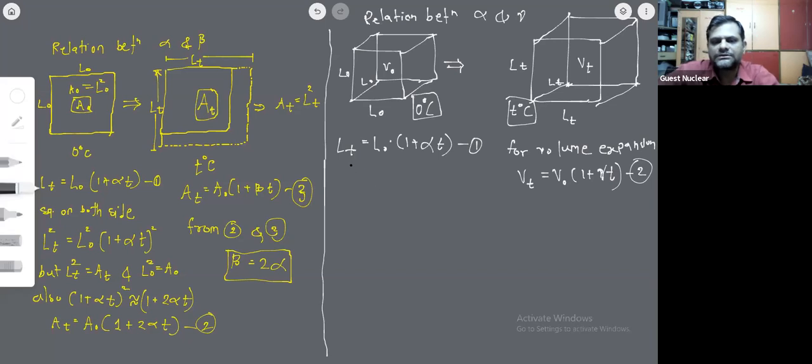Okay, so if you just solve this and now just let us cube on both sides. ठीक है, दोनों तरफ अगर हम क्यूब कर देंगे तो क्या होगा देखो से. So if we just make the cube on both sides, then LT का क्यूब जो है तो वो हमको मिल जाएगा LT क्यूब इस तरह से. L naught का जो क्यूब है तो वो हमको मिलेगा L naught क्यूब in this way, and 1 plus alpha T का क्यूब, which is just kept as it is here in this way. And now we can just get that, but here LT cube can be written to be equal to VT.